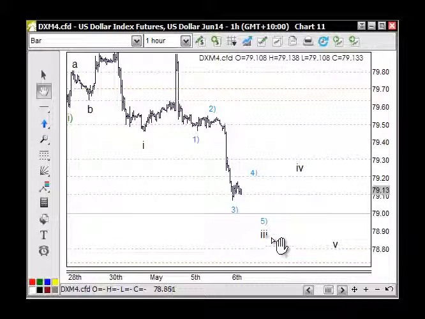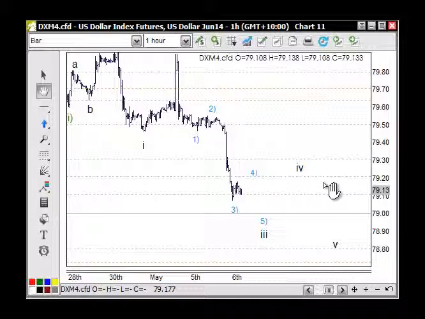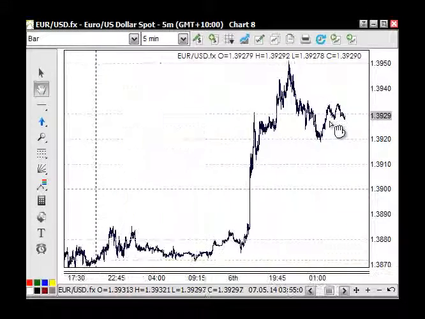That's the main thing. The bounce off the 79, as I mentioned, shouldn't go too far back up towards the 79.50 area through here, because it would only be a wave 4, and so probably max 79.30 area, but probably 79.20 area before it moves further down. This obviously gives the euro a good move to the upside.